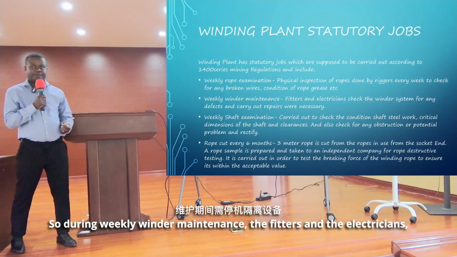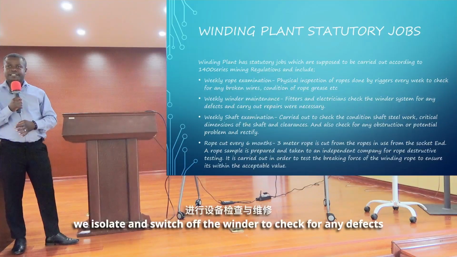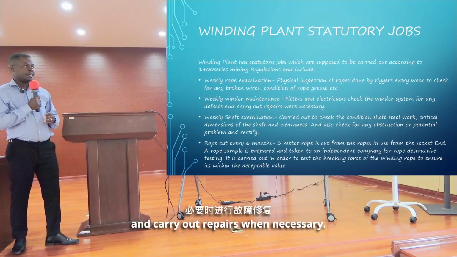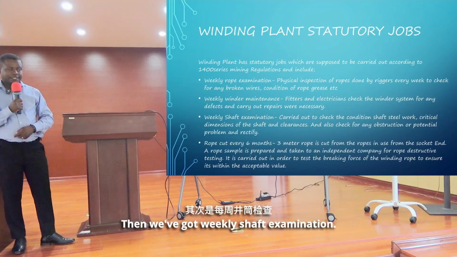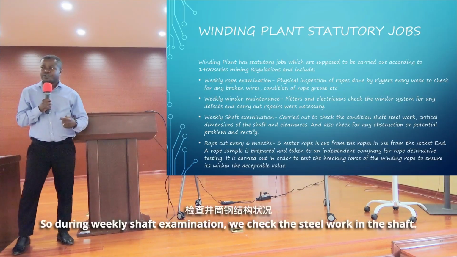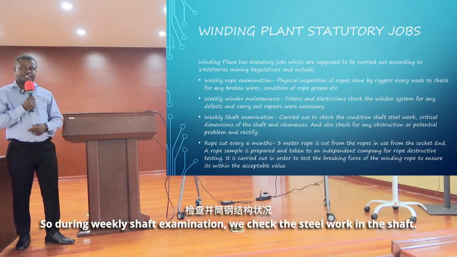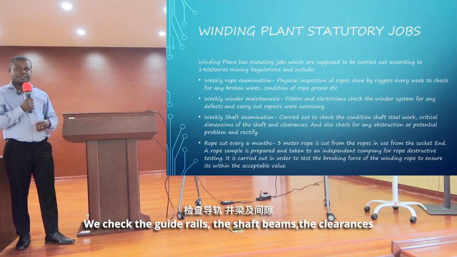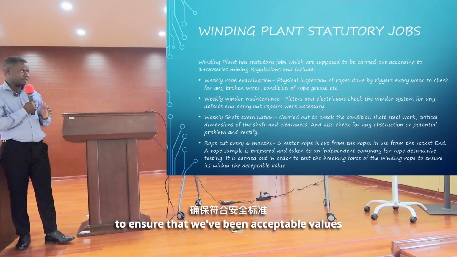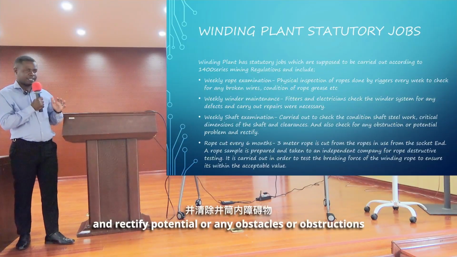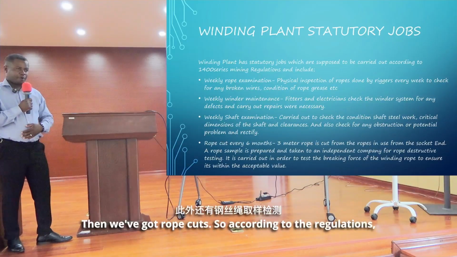During weekly winder maintenance, the fitters and the electricians, we isolate and switch off the winder to check for any defects and carry out repairs where necessary. Then we've got weekly shaft examination. During weekly shaft examination, we check the steel work in the shaft, we check the guide rails, the shaft beams, the clearances to ensure they are within acceptable values, and rectify any obstacles or obstructions that might be in the shaft. Then we've got rope cut.